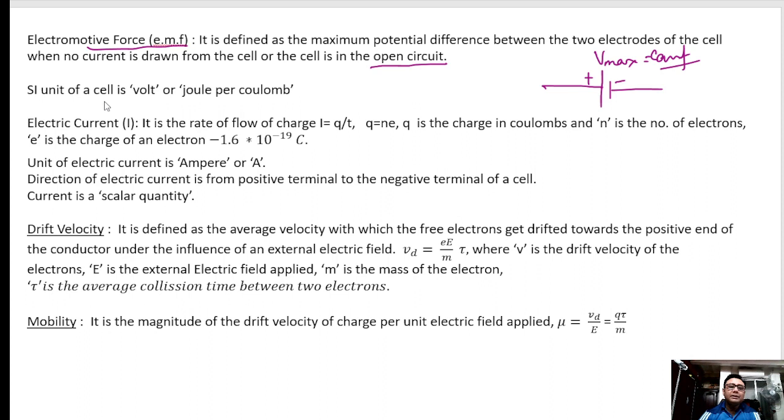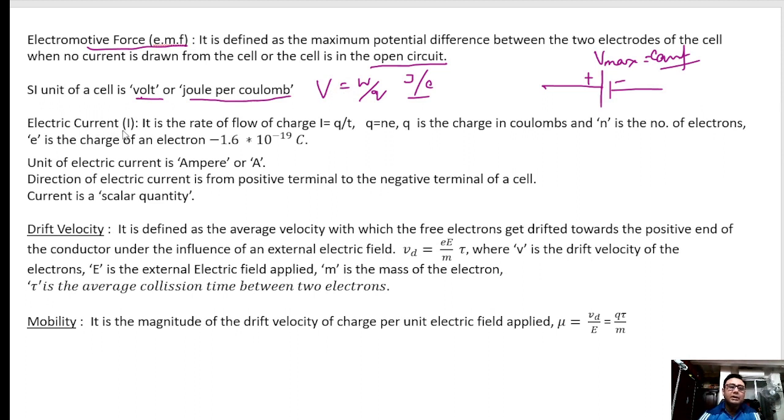Now the SI unit of potential is volts or joules per coulomb. Please remember, potential is also work done per unit charge, so it is joules per coulomb. We have already done this in the potential chapter of class 12. Please watch that video so you will be able to understand how this came.